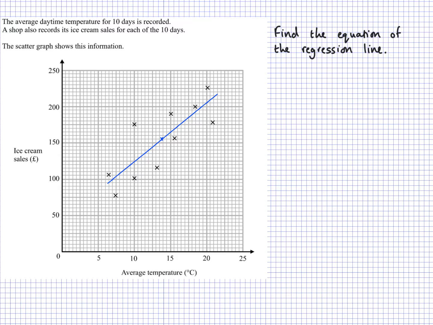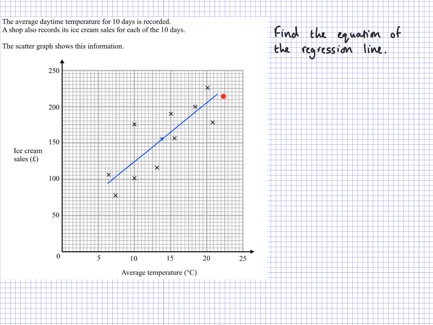Here's an example of a scatter graph, and what I've done is I've plotted the mean point and drawn a line of best fit for it. What we're asked to do is find the equation of the regression line. The regression line is another name for the line of best fit. I've already explained how we're going to do it. Now I'm going to show you what it looks like when we're actually doing it.